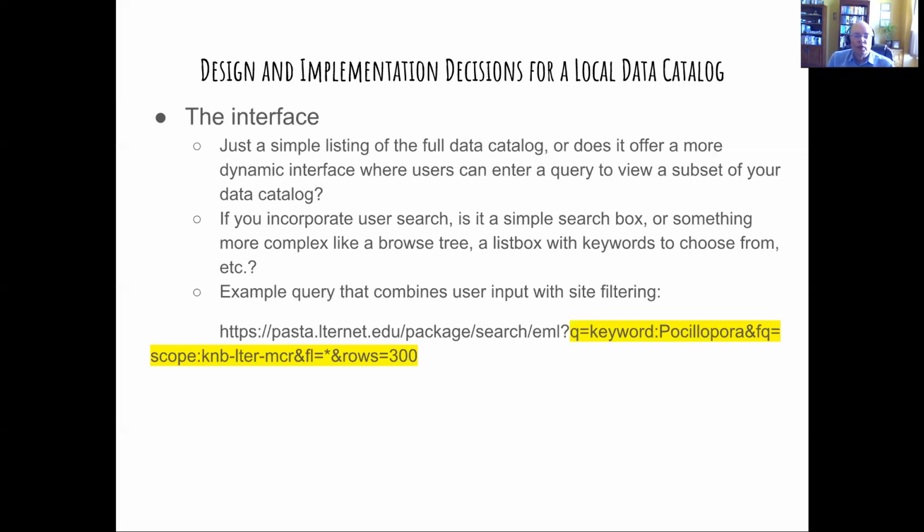In my example query, I'm envisioning a website for the Moorea Coral Reef LTER that offers a search interface on keywords that are meaningful at MCR, one of them being Pocillopora. We ask the PASTA+ Search Web Service to match all documents with keyword Pocillopora, and filter the results on the scope value knb-lter-mcr. When I ran this query, 4 documents were matched.